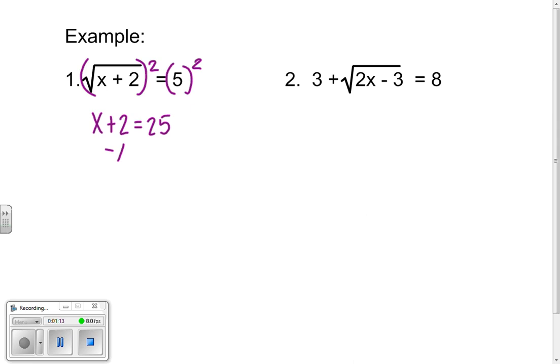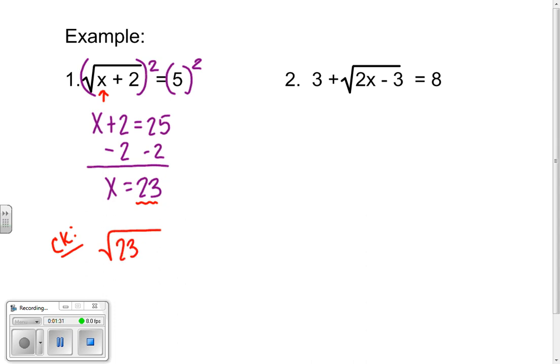Solve for x. We're going to do that by subtracting 2 from both sides. We're left with x equals 23. The last step in these equations is to check. That means that I'm going to take that 23 and plug it in the original equation for x. So to check this, I'm doing the square root of 23 plus 2, and I better get 5. Square root of 23 plus 2 means the square root of 25, and that is 5, so it does check. 23 is the answer.